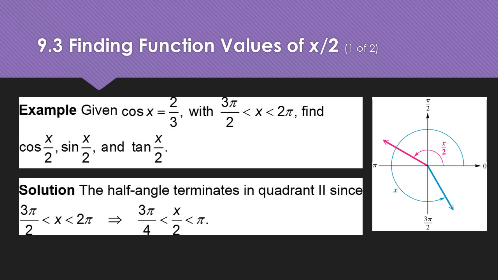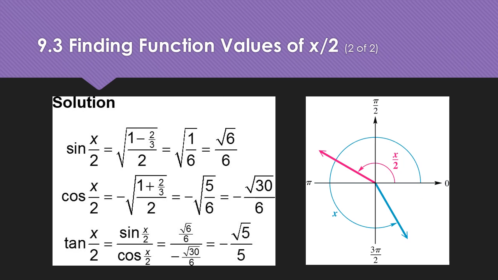Okay, so the original angle is in quadrant 4, which means the half angles themselves are in quadrant 2, and that's going to govern the signs that we have. So these are going to end up in quadrant 2, which means our sine will be positive and everything else is going to end up being negative. And once we know that, we just put the information into the formula. And notice our sine is positive. Everything else we put a negative in front of.